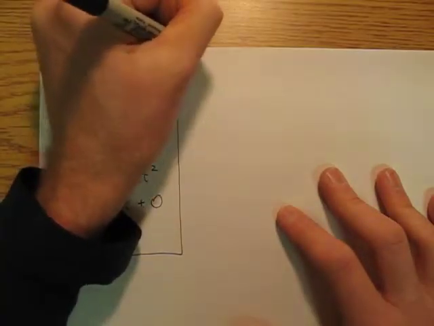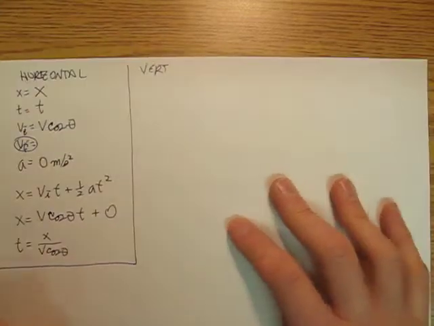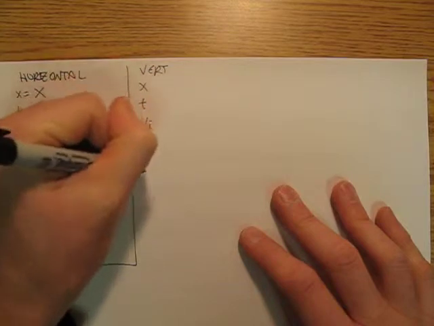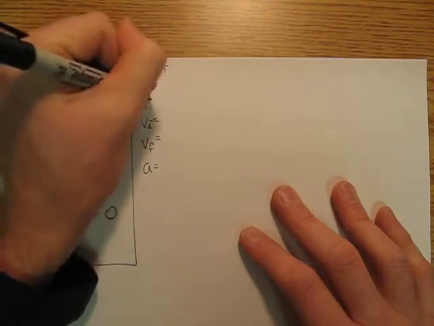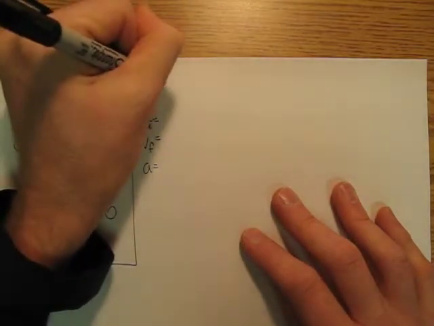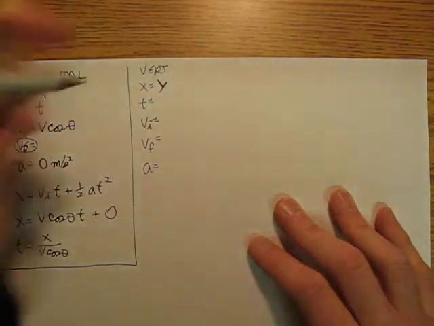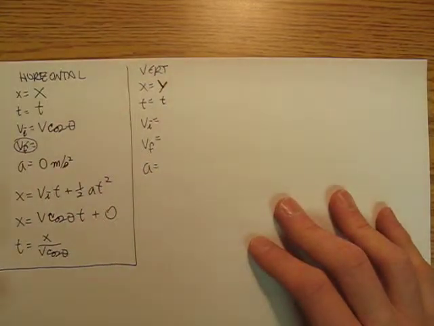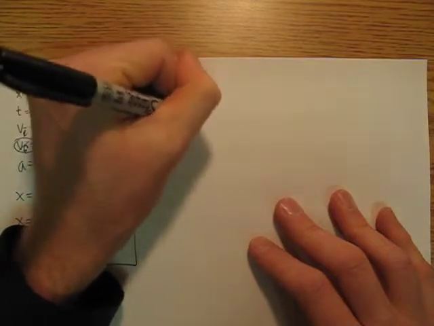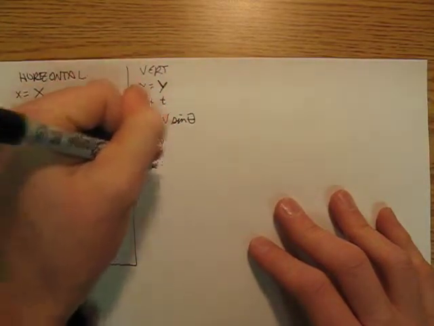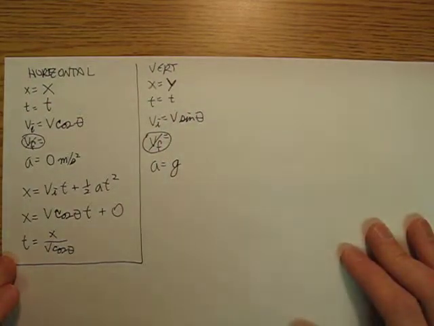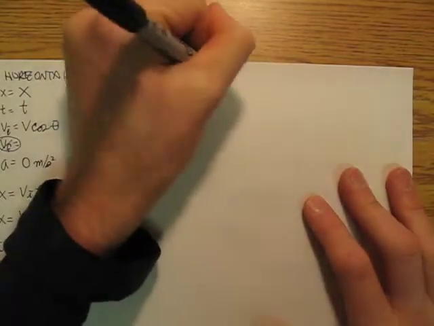Now, the vertical situation starts off exactly the same way. But now the vertical distance is going to be y, and I don't care right now whether or not y is positive or negative. It's going to also go for the same time t. Its initial velocity is going to be v sine theta. Its final velocity, again, we don't care. And we're going to say that its acceleration is g.